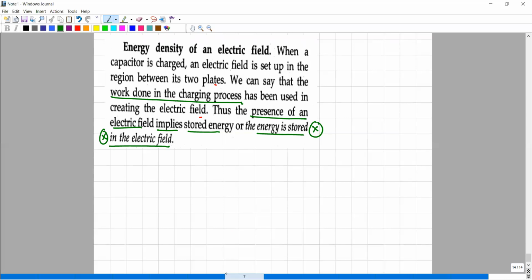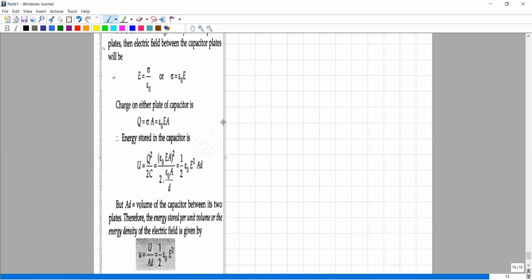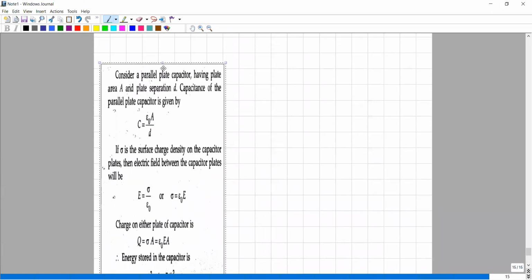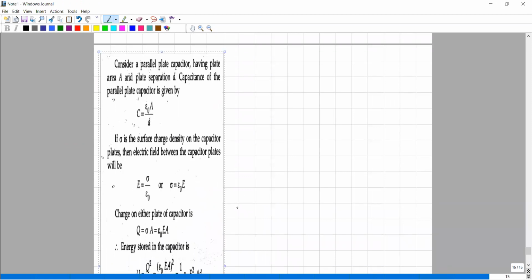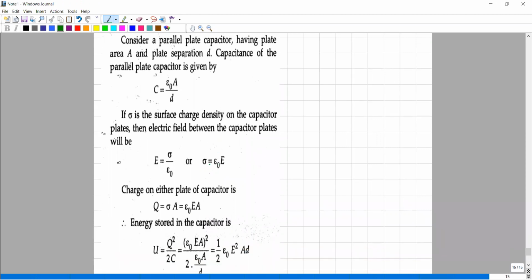Now, how to calculate the energy density? We know the expression of energy, and we can obviously find the volume. So we are going to use both of these values, energy stored in the capacitor and the volume, to find the energy density, which is pretty simple. We know the capacitance of a parallel plate capacitor is epsilon naught A by D.